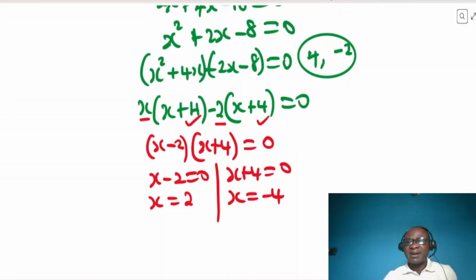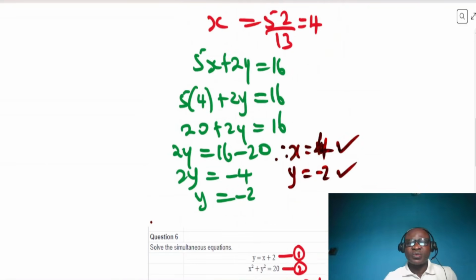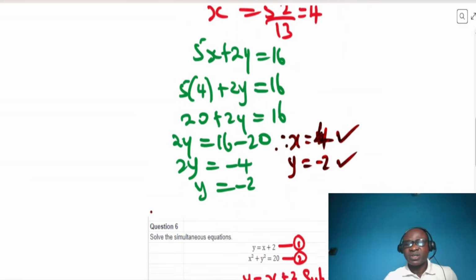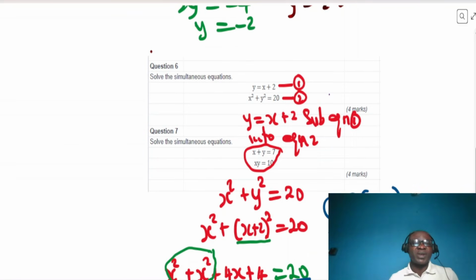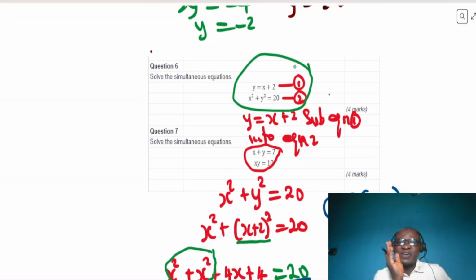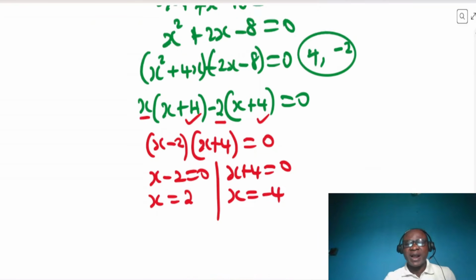I will go back. Remember, the equation is the equation of x and y. See the equation we are solving. Number 6 is what we are solving. Look at it here. Now, I have gotten the x values. I will take equation 1 now. Equation 1 says y is equal to x plus 2. That is what I will take down now, so that I use it to find the values of y.